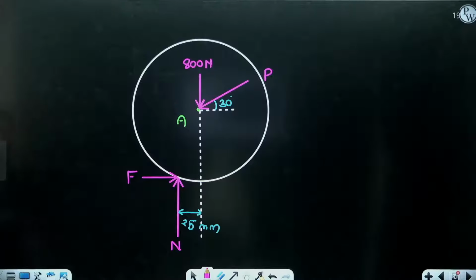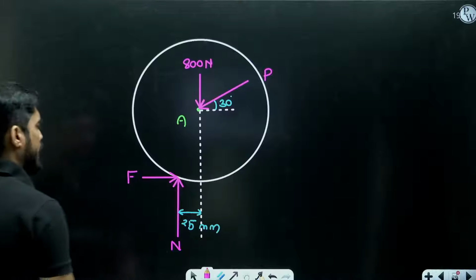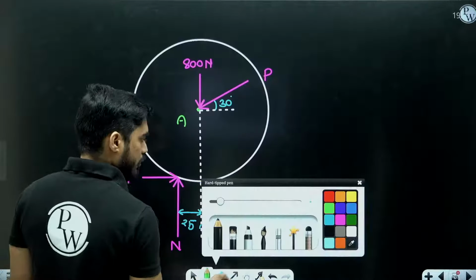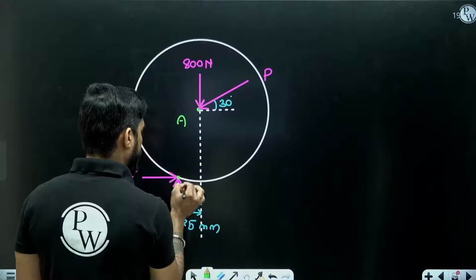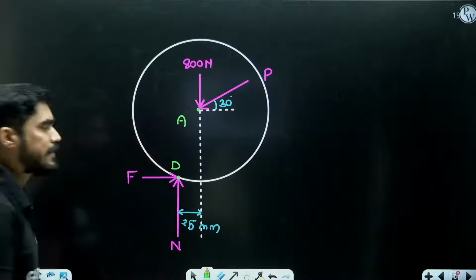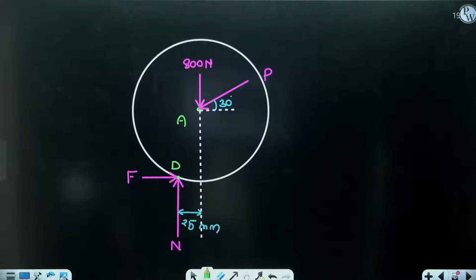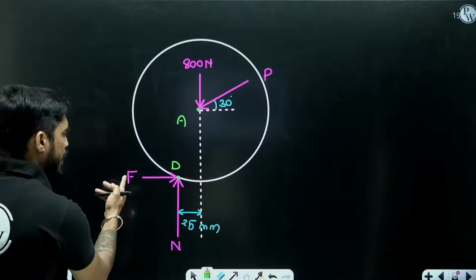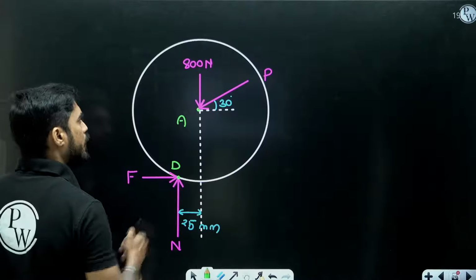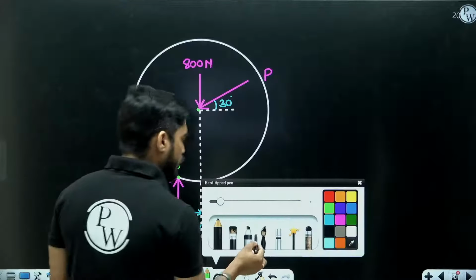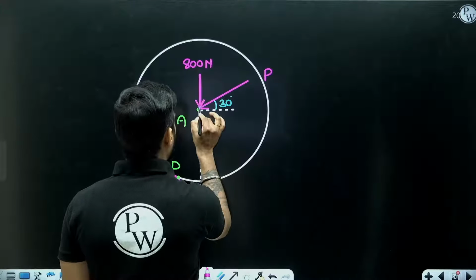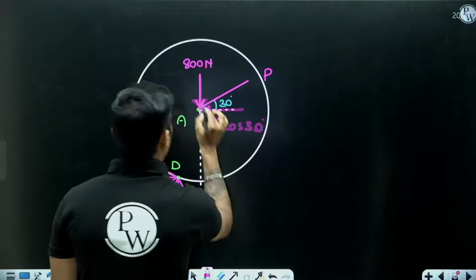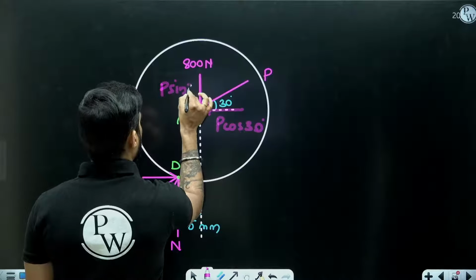Now understand, we need to find the value of P. Let's consider this point to be point D. I will not write it as C because usually C is for center. So if I take moment at point D, I will get the value of P. The moment of F and N both will be 0. You will get the moment of 800 Newton and P. Now in order to find the moment of P, I will resolve P into two components. This is P cos 30 and this is P sin 30.